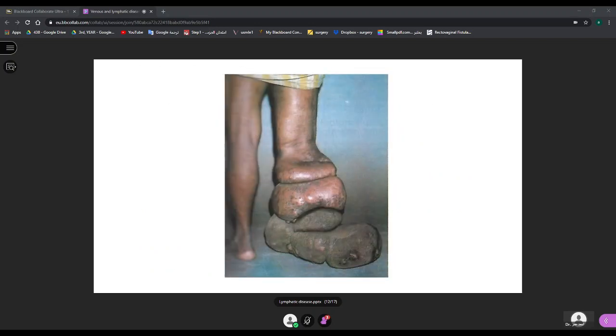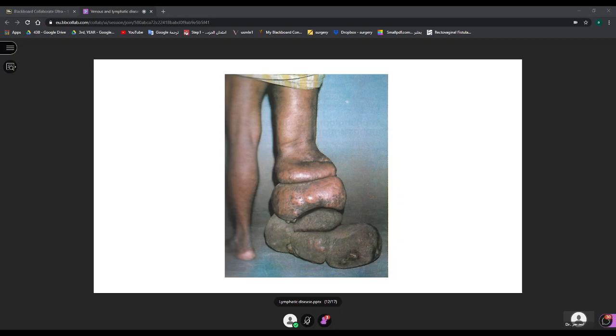Okay. Yes, please describe what you see here. Enlargement of the foot. We cannot say this is just enlargement. What do you call this? This is actually gross dilatation of the lower limb, leading to almost destruction of the normal anatomy and loss of function.